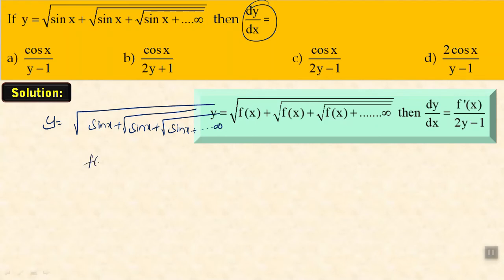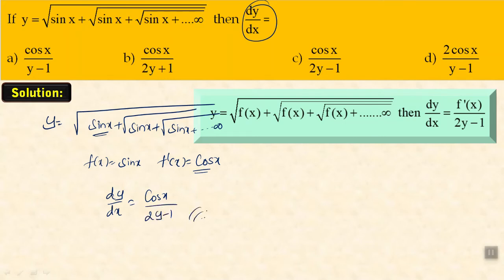Here consider f of x is equal to sin x. Then f dash of x is equal to d by dx of sin x, which is cos x. Now dy by dx is equal to f dash of x by 2y minus 1. Here f dash of x is cos x divided by 2y minus 1. Therefore, the answer is option C.